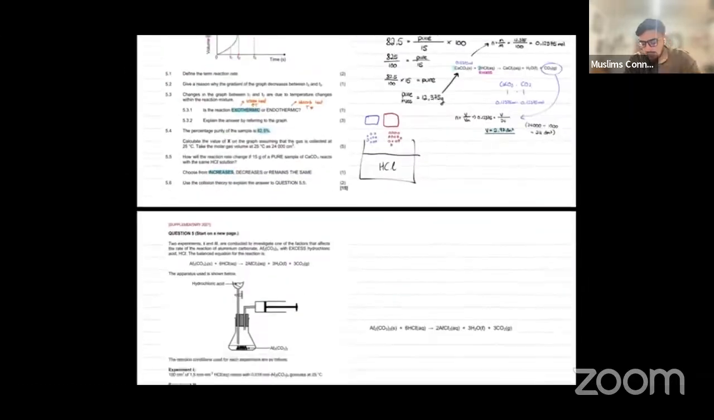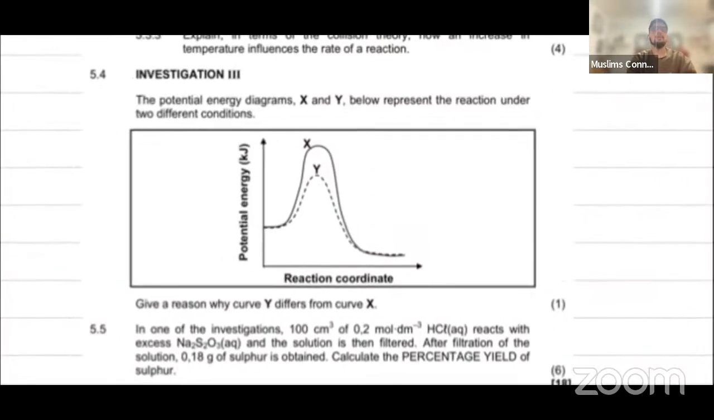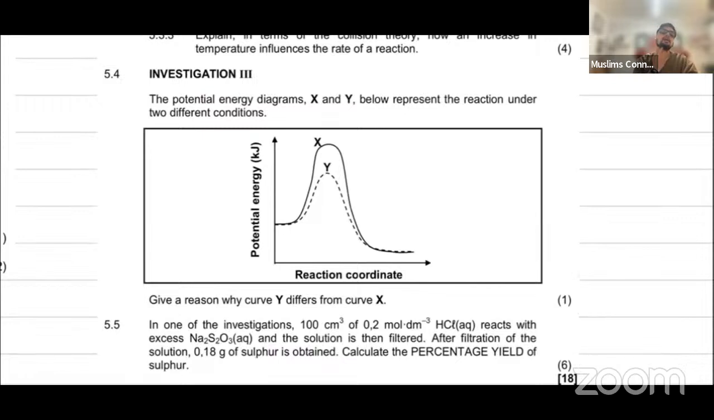So that is the catalyst that we need to be able to identify, that curve Y was obtained where a catalyst was added. So a catalyst was added, and therefore curve Y was obtained. So the difference is in curve Y, we used the catalyst. Okay, in curve X, we didn't. That's the difference.